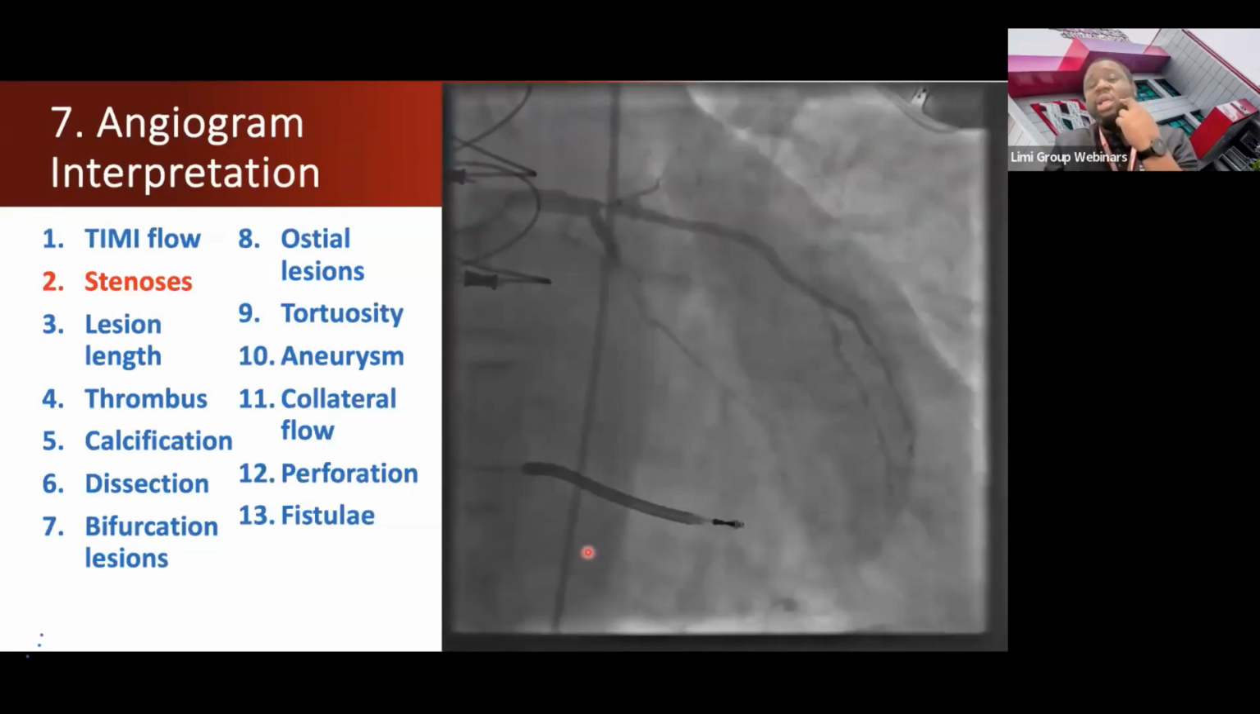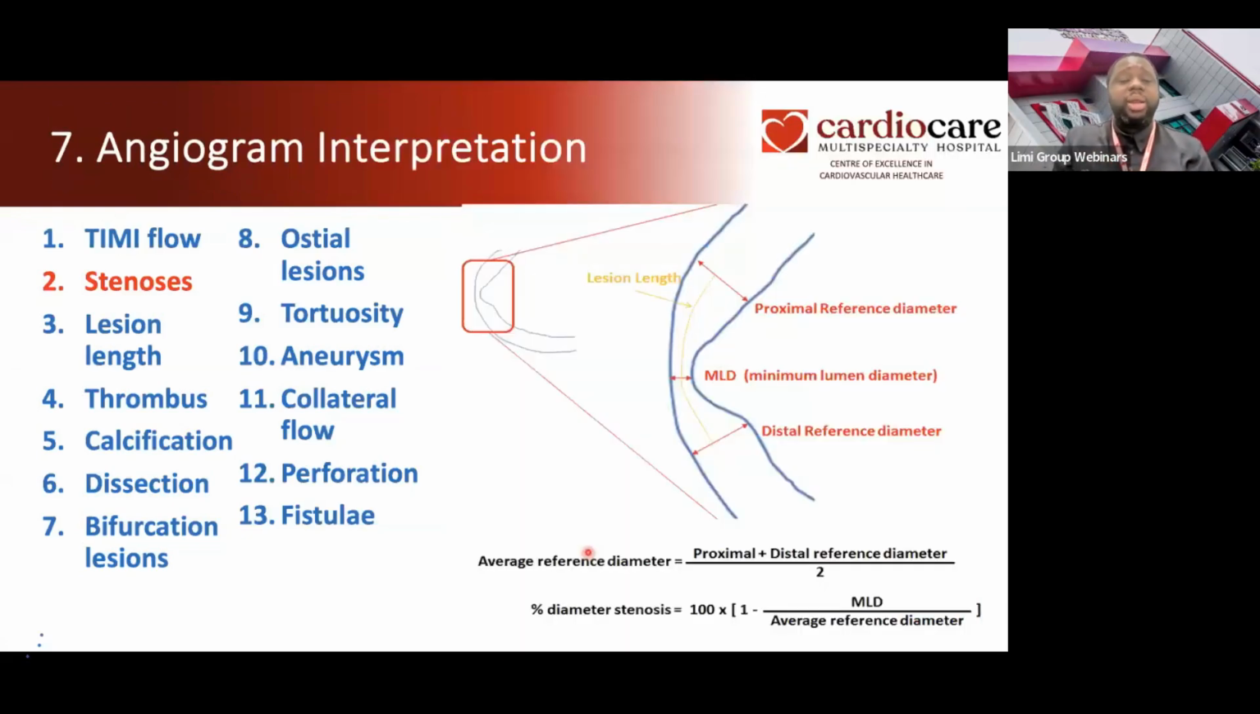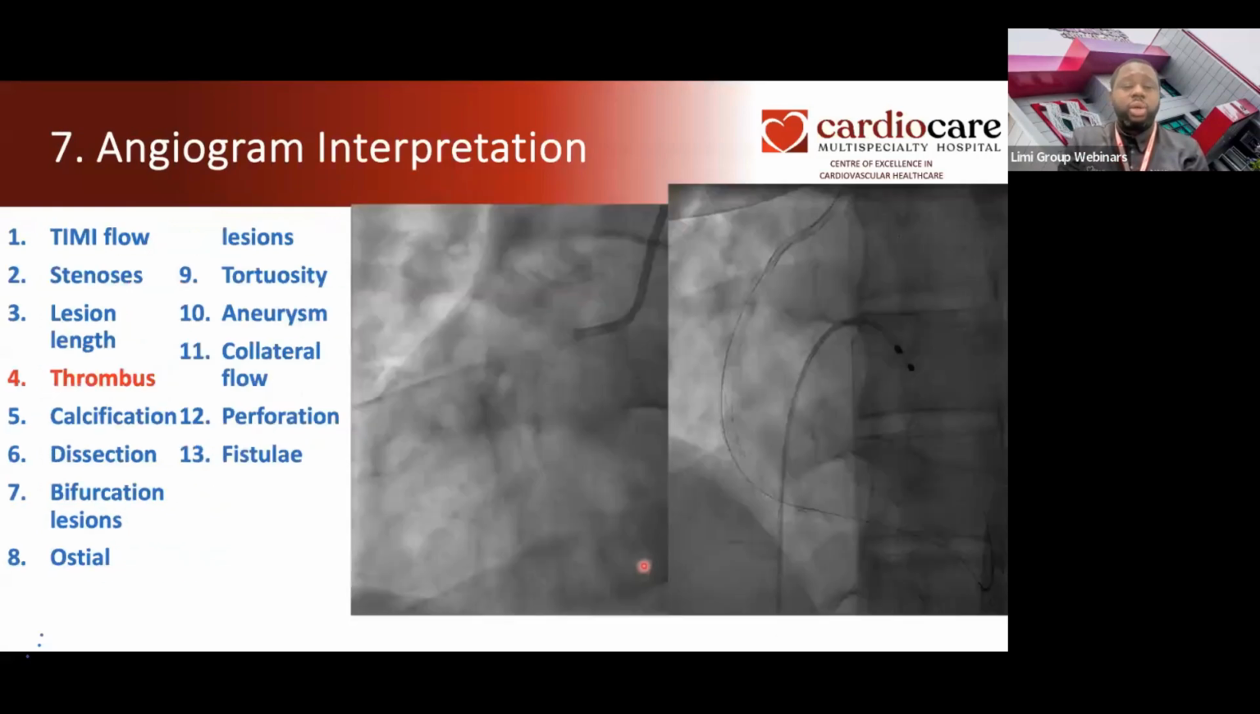So now we'll look at stenosis in that regard. And I told you that there are different ways of assessing it. But one of the very good ways is just to calculate the percentage stenosis. You do the proximal diameter plus the distal diameter divided by 2. That will give you the reference diameter. Then you get the minimum lumen diameter and you do the calculation. Typically, that should give you the flow in that regard.